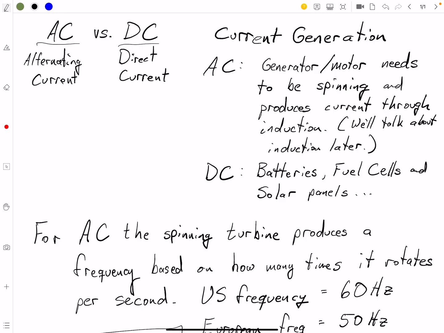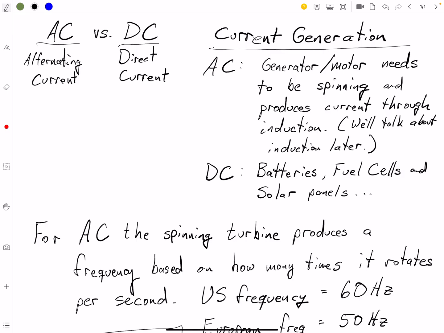Okay, guys, we're gonna knock out the rest of this AC/DC stuff and move on. So, AC versus DC, we talked a lot about it today. We've got alternating current versus direct current. At the end of today's lecture, I talked about current generation. A generator motor needs to be spinning and produces the current through induction.